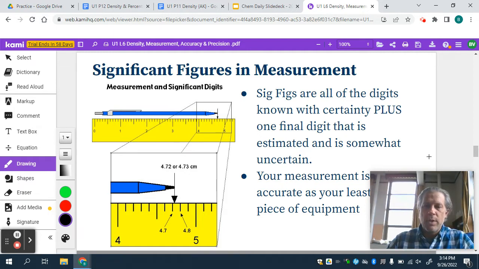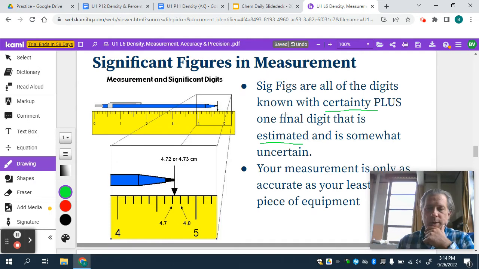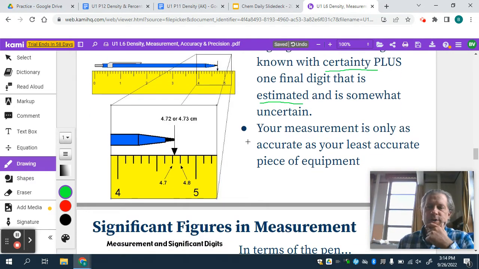So we know that sig figs in a measurement are all the digits that we know with 100% certainty plus one final digit that's estimated and somewhat uncertain. And I'm going to try to illustrate that in a moment. The other thing is that your measurement is only as accurate as your least accurate piece of equipment. So it can only be as accurate as the piece of equipment that is the least accurate. And as we do our first lab, that might become a little more apparent.